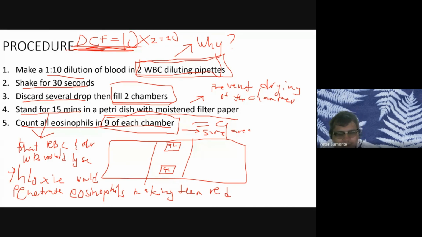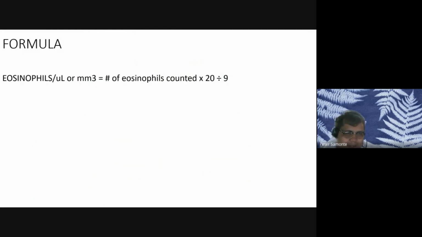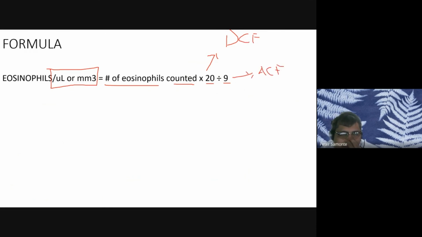Okay? So, here's the formula, class. Eosinophils per microliter or cubic mm. So, this is your unit, class. Number of eosinophils counted times 20 divided by 9. The 20 here is your dilution correction factor. Your 9 here is your ACF. So, the formula is easy, class. Number of eosinophils counted times 20 divided by 9.